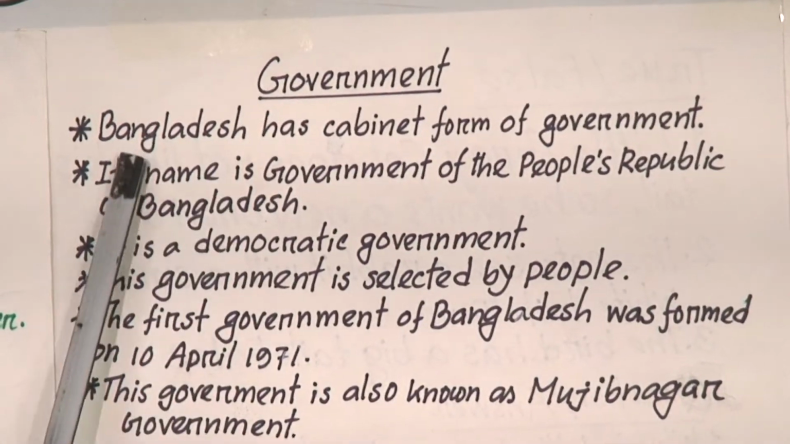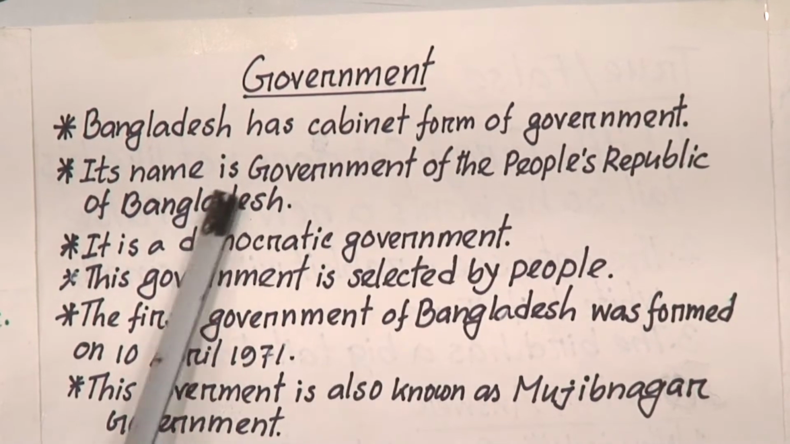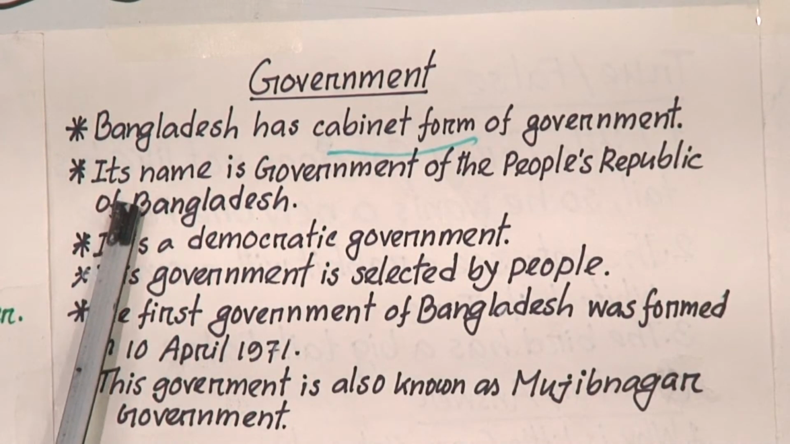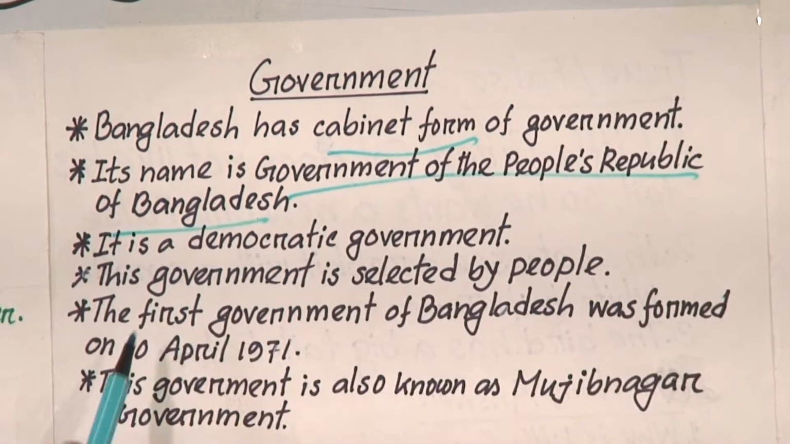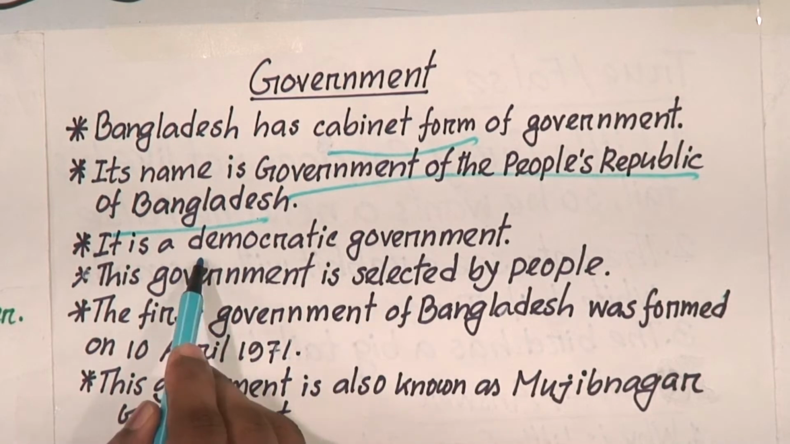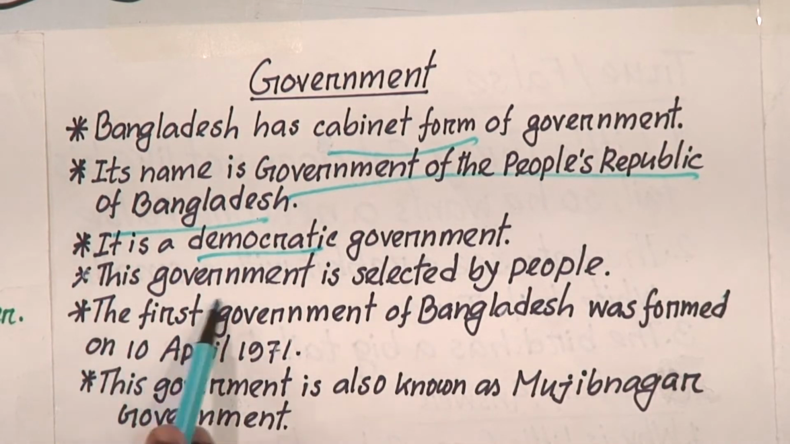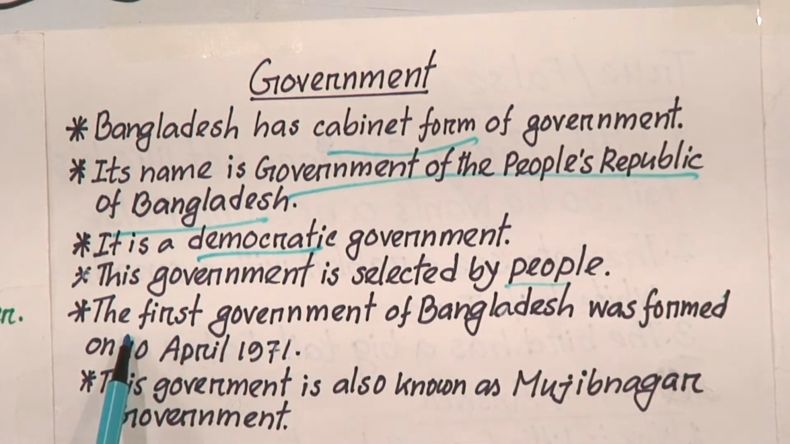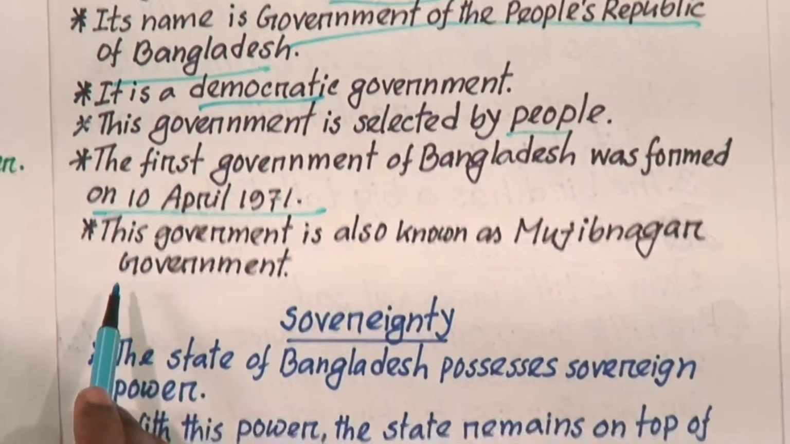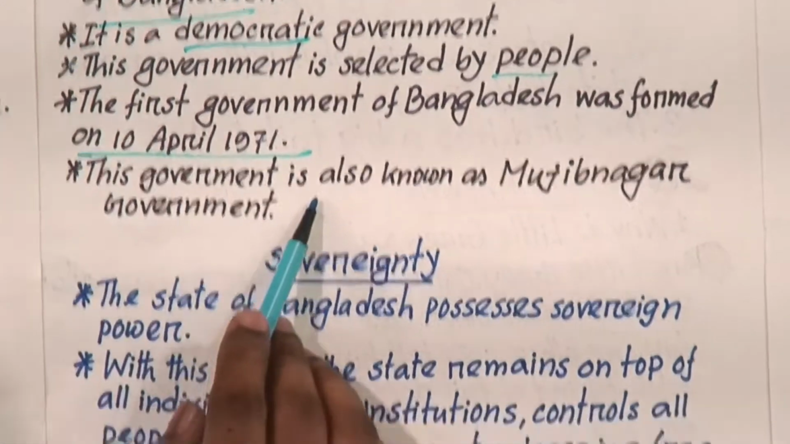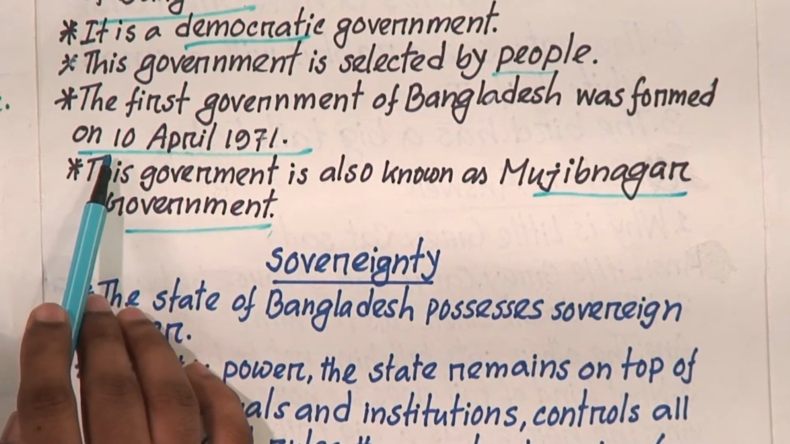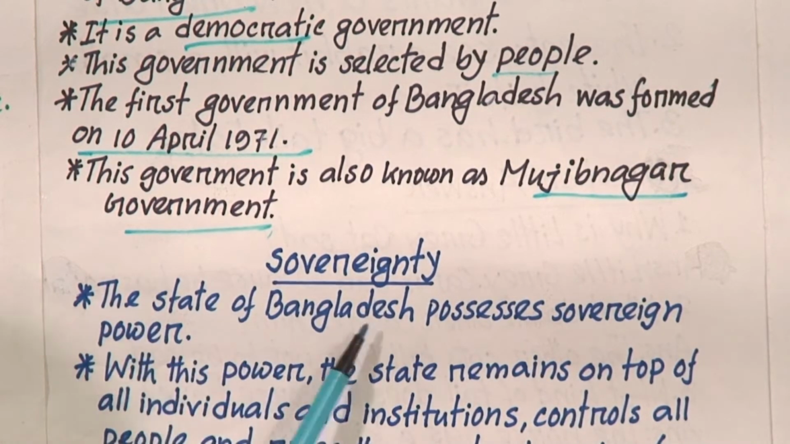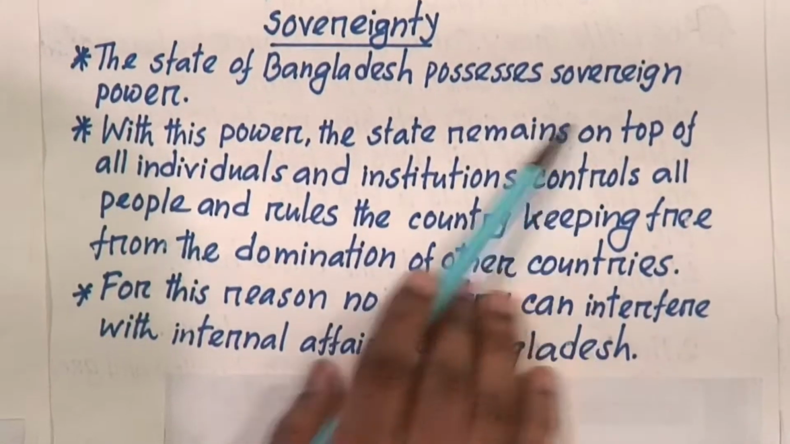Next part, government. Bangladesh has a cabinet form of government. This is very important. Its name is Government of the People's Republic of Bangladesh. It's a democratic government. This government is selected by people. The first government of Bangladesh was formed on 10 April 1971. This government is also known as the Mujibnagar government. Sovereignty. The state of Bangladesh possesses sovereign power.